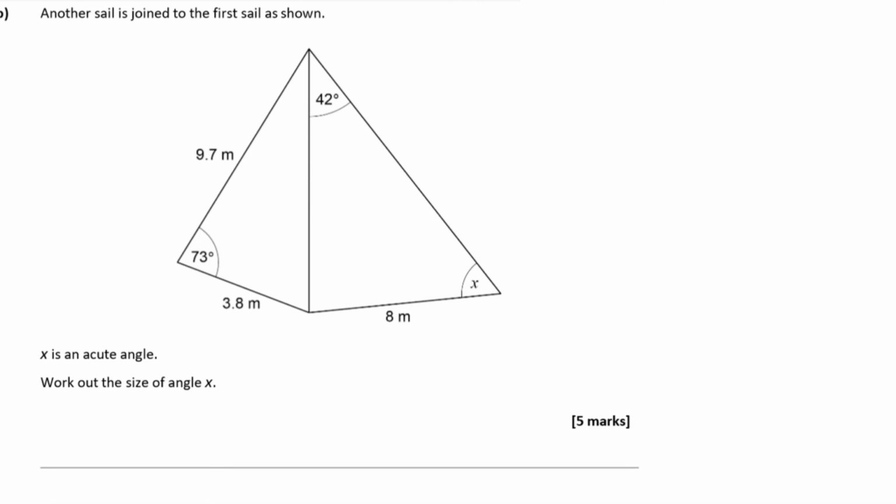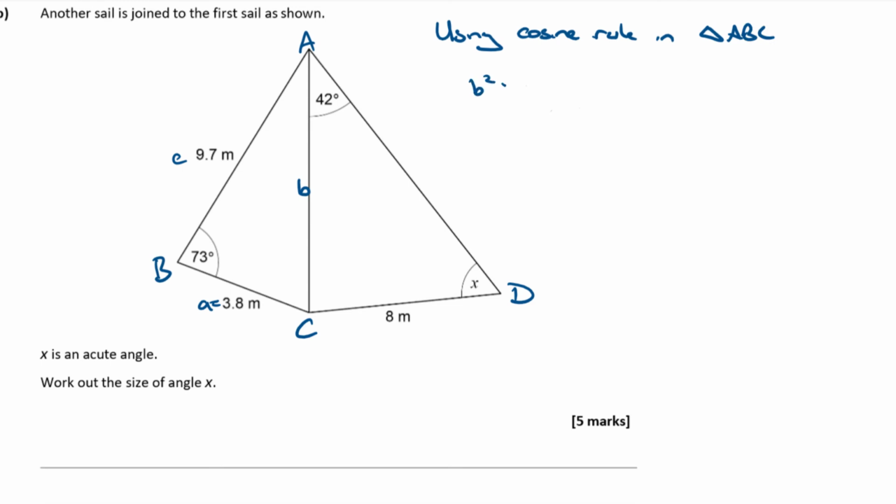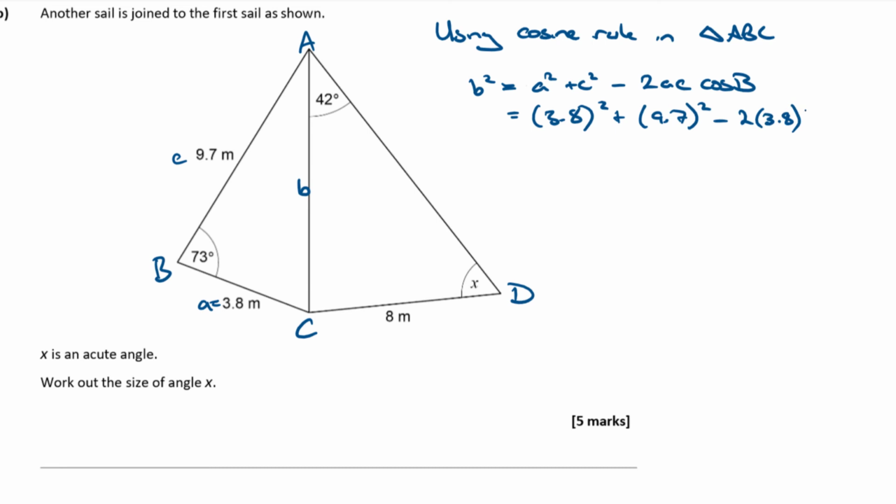So in the first one, let's label up these triangles because it hasn't been labeled. Let's call this A, B, C, D. So in triangle A, B, C, the first triangle, what have we got? Using the cosine rule in triangle A, B, C, b squared equals a squared plus c squared minus 2ac cos B. So subbing that in, a is 3.8, so 3.8 squared plus c squared, 9.7 squared, minus 2 times 3.8 times 9.7 times the cosine of 73.